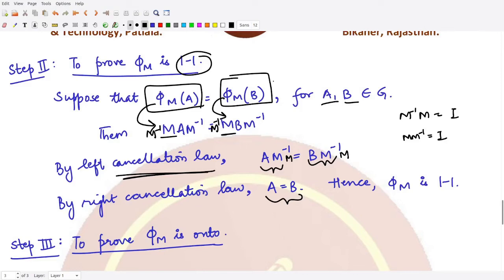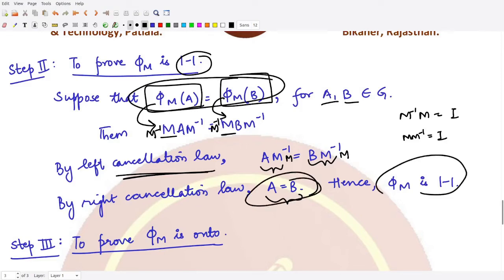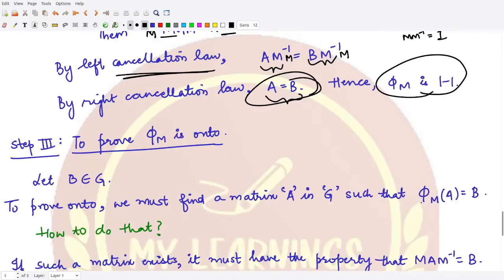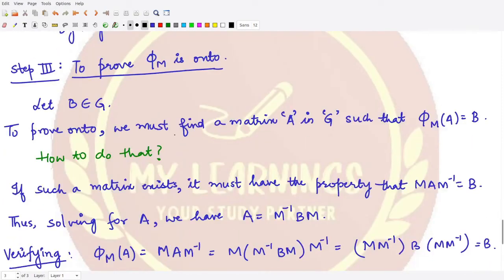So we started with this equality and we obtained this equality here, so therefore we can say phi M is 1-1. Next we need to prove that phi M is onto, right? So let's do that. Suppose we take some element B, which is some 2 cross 2 matrix with determinant 1 from the group G. Now in order to prove that it is onto, what we should do is find a matrix A in G such that phi M of A is B.